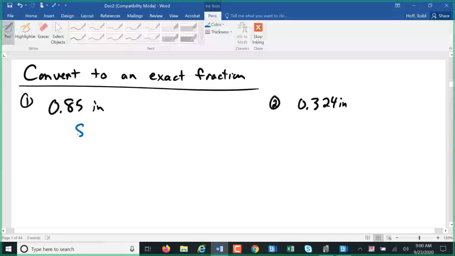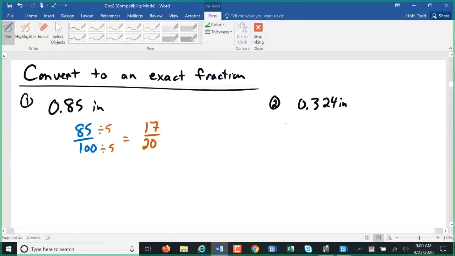0.85, I'm going to make that 85 hundredths, so 85 over 100. Now reduce it. Both of those divide by 5. 85 divided by 5 is 17. 100 divided by 5 is 20. As an exact fraction, 0.85 is 17/20.